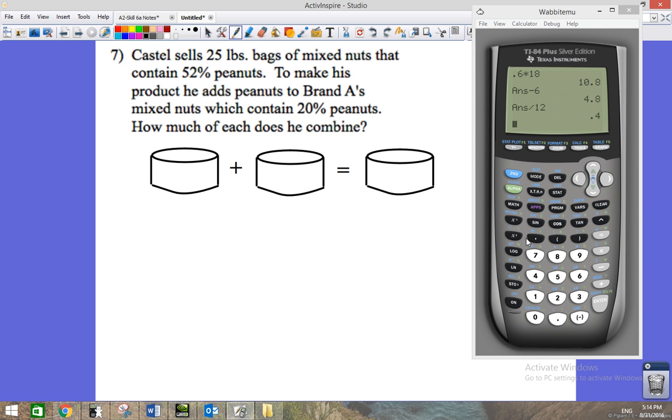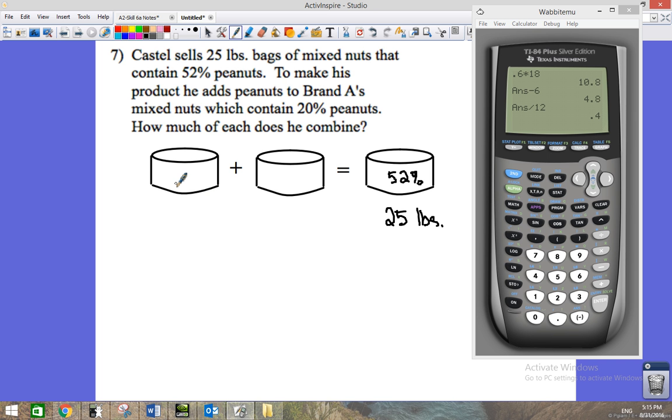Castile sells 25-pound bags of mixed nuts. Here's my 25-pound bag. That bag contains 52% peanuts. Half of the nuts in here are, well, a little more than half. 52% are peanuts, 48% are not peanuts. To make this, he adds peanuts to brand A.